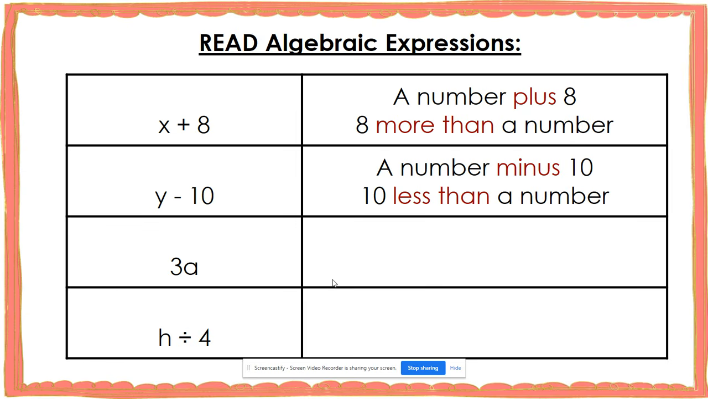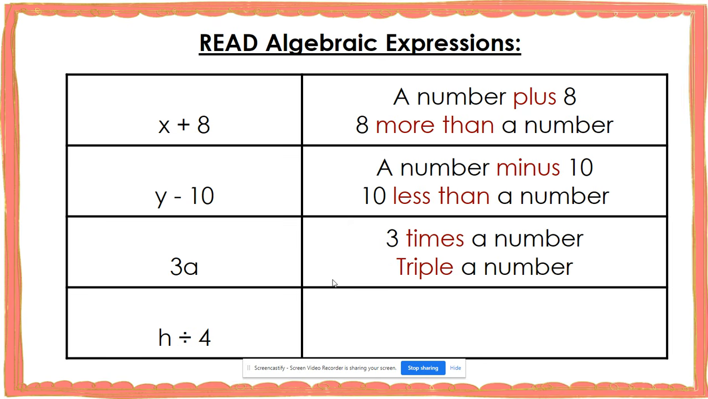Next, we have 3a. When you see a number next to a variable with no symbol, that always means that you are multiplying the number by the variable. So in this problem, I would be multiplying 3 by the number a. I could say 3 times a number for this, or I could say something like triple a number because multiplying by 3 is the same as tripling a number. I might also say the product of 3 and a number.